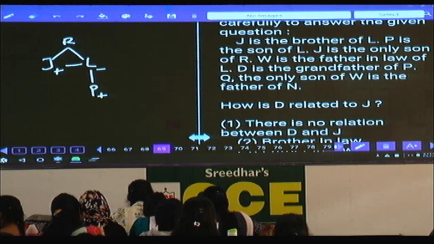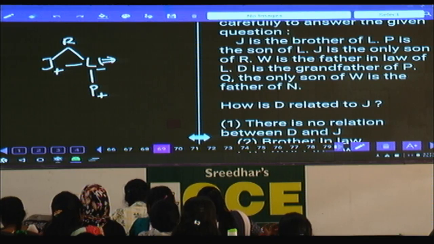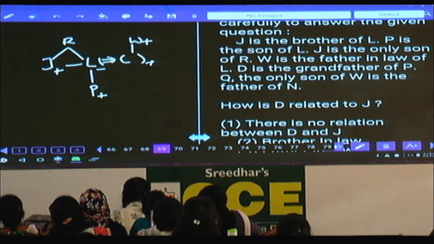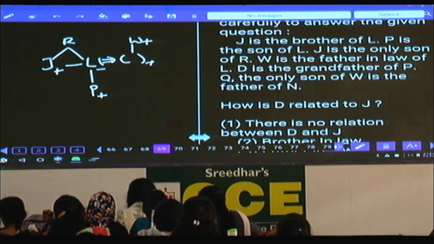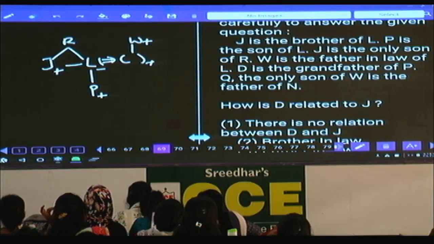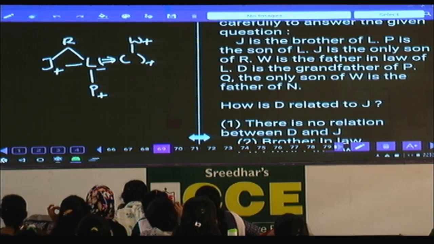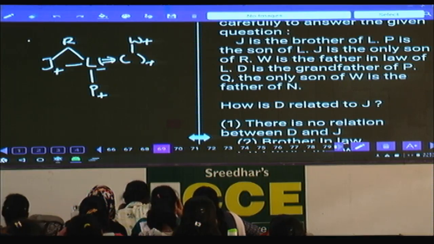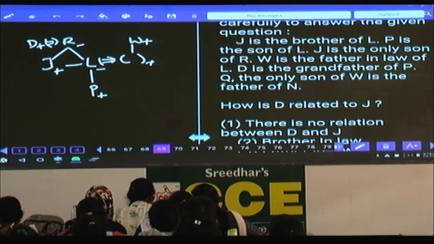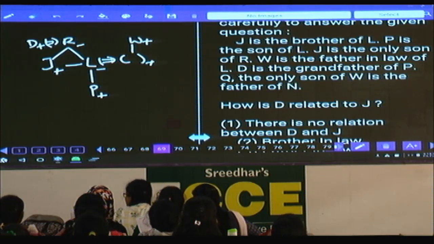And W is the father-in-law of L. That means L's husband's father is W. And D is the grandfather of P. Is D the maternal grandfather or paternal grandfather? There are 2 possibilities, out of which paternal grandfather is not possible because W is already there. Hence D must be the husband of R. R is a female. And D is the grandfather of P.